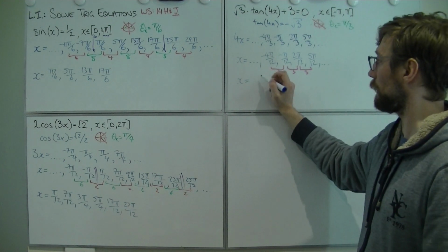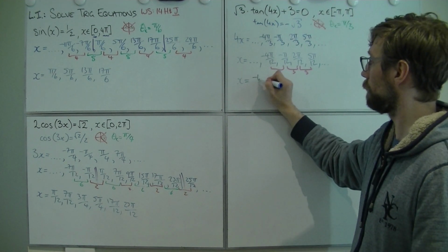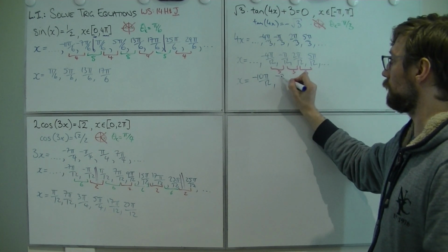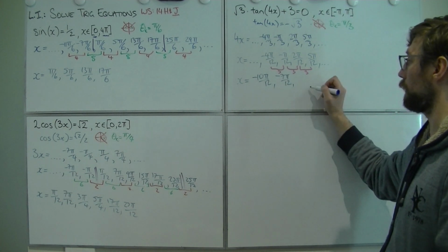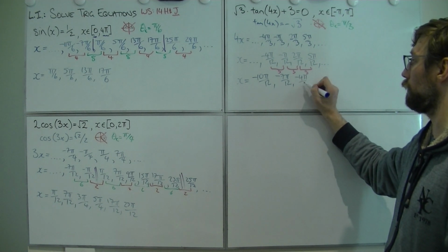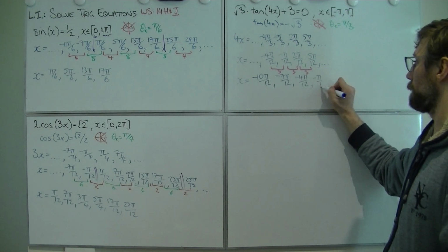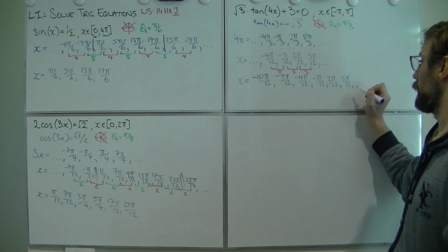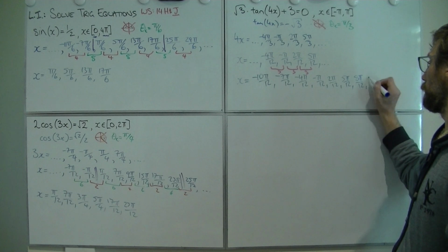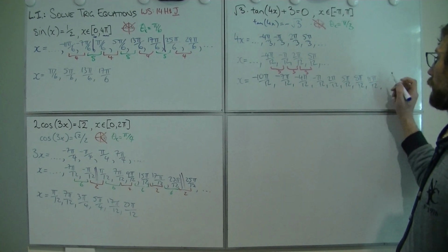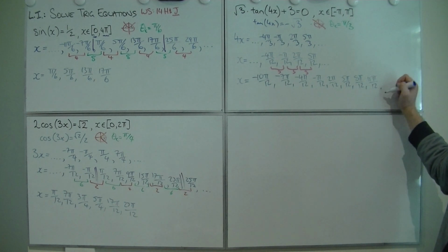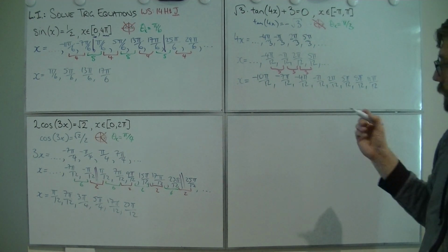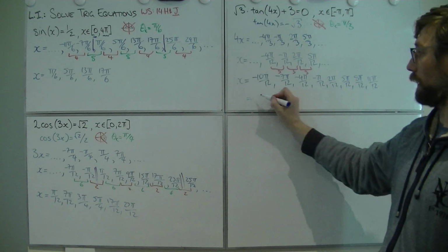So I need to go back to whatever the last one was I said, negative 10 pi on 12. Up another 3, negative 7 pi on 12. Up another 3, negative 4 pi on 12. Keep going. And if we add another one here, we get 14 pi on 12, but that's bigger than pi, so stop. Okay, great.